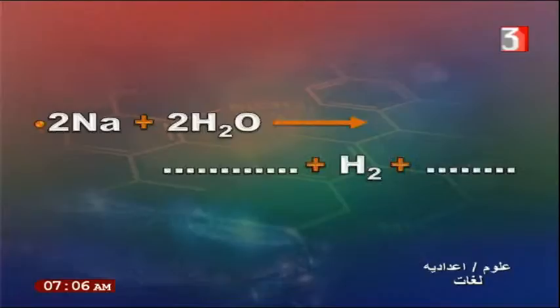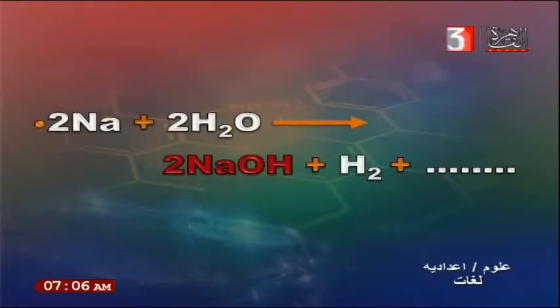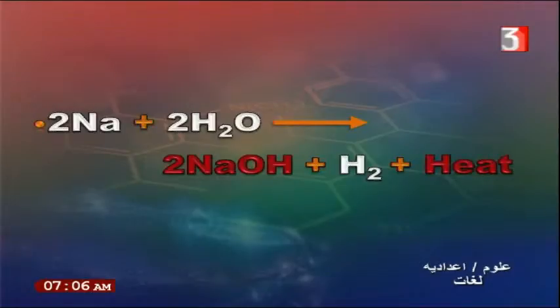2Na, sodium, in water will produce blank. If you put a piece of sodium in water, it produces sodium hydroxide, the hydroxide of the metal. So if we react an active metal such as sodium or potassium with water, it will produce the hydroxide of the metal, such as sodium hydroxide, and heat. So sodium in water gives sodium hydroxide and hydrogen gas with heat.